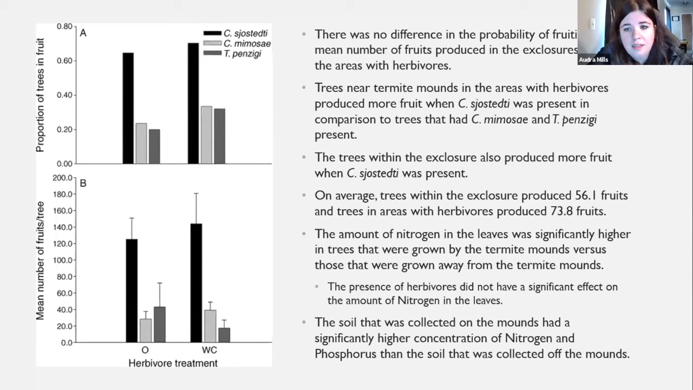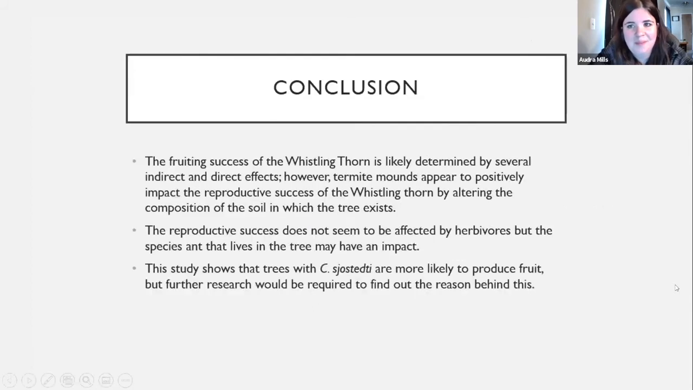The amount of nitrogen in the leaves was significantly higher in the trees that were grown by the termite mounds versus those that were grown away from the termite mounds. And the presence of herbivores did not seem to have a significant effect on this. And finally, the soil that was collected on the mounds had a significantly higher concentration of nitrogen and phosphorus than the soil that was collected off the mounds, which they thought was going to happen anyway because termites are known to create more nutrition-rich areas.